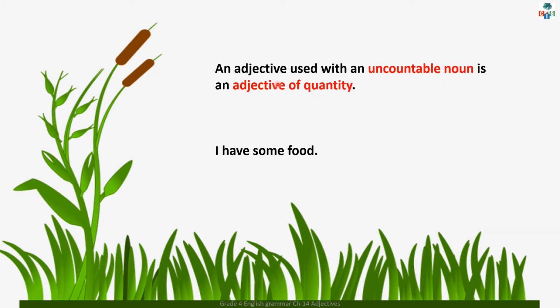An adjective used with an uncountable noun is an adjective of quantity. For example, I have some food. Food is an uncountable noun. And before this noun, I have used an adjective, some. As the noun is an uncountable noun, so this adjective will be an adjective of quantity.